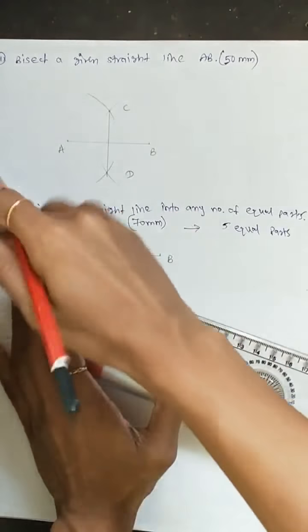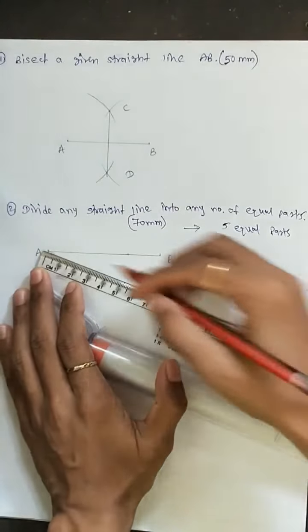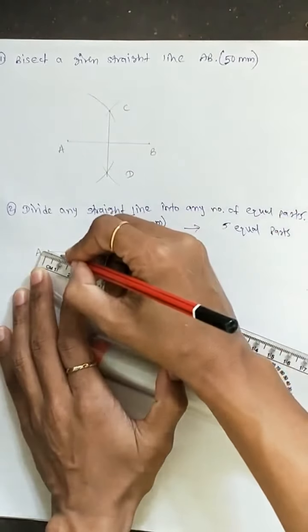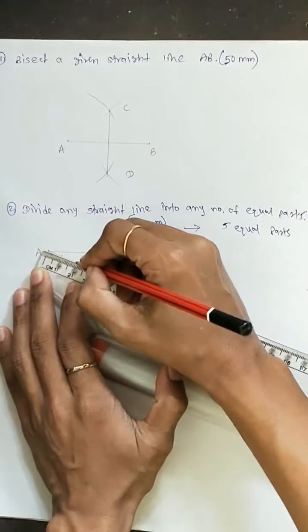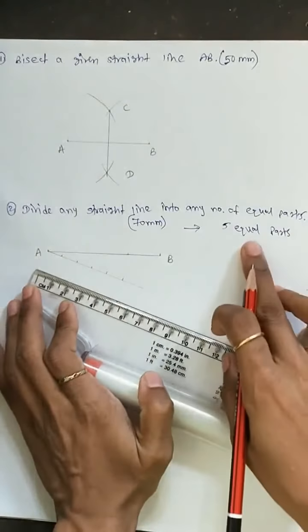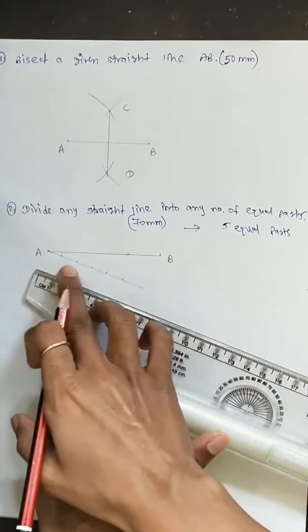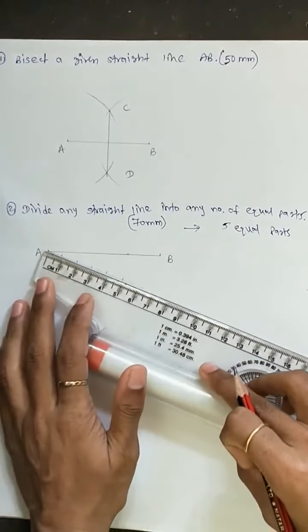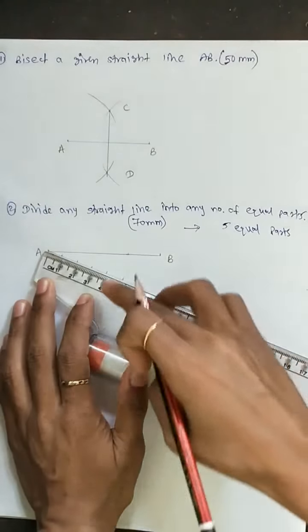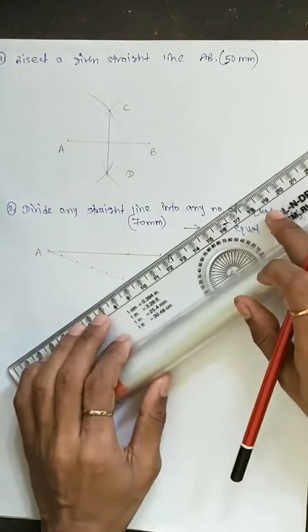Draw any inclined line from point A. Don't take any angle, you can draw directly, and take a distance of 10 mm. 10, 20, 30, 40 and 50. We have to divide into 5 equal parts, therefore I took 5 points. If you want, then you can take 15 mm distance. I have taken 10 mm distance. Then join this end point to point B.